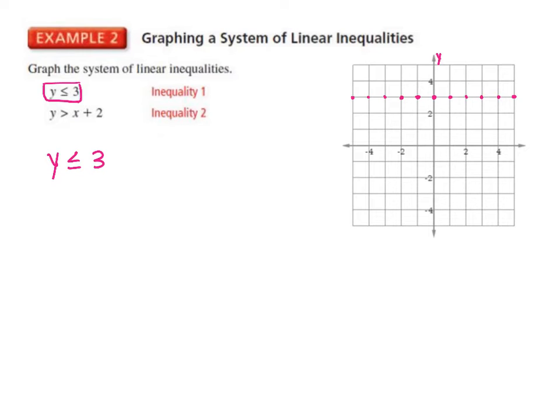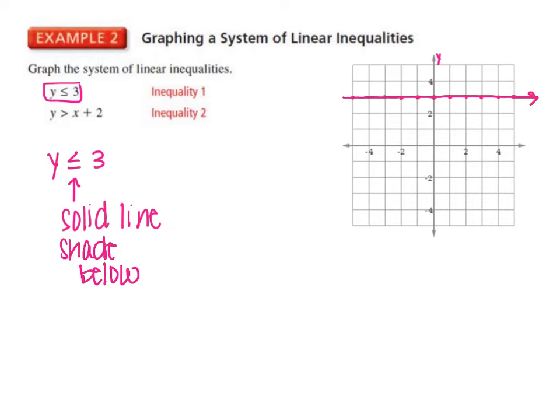Okay. Now, I decide, do I connect that with a solid or a dashed line? And my symbol tells me I need a solid line. And it also tells me, since it's y is less than, that I shade below my line. So I'm going to connect those with a solid line. Again, if you don't put arrows at the ends, that's okay, right? That's not something that's worth the time on formative.